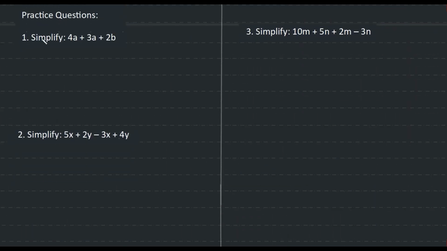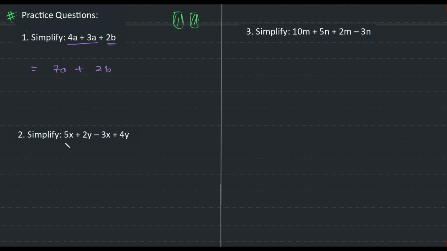So let's practice some questions. So pause and try doing it. Again, you can apply this to addition or subtraction. It won't matter. So this is very clear. You have 4a and 3a. These are like terms. This is an unlike term. So this will lead to 7a plus 2b.